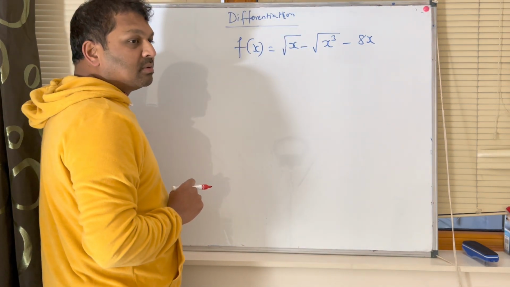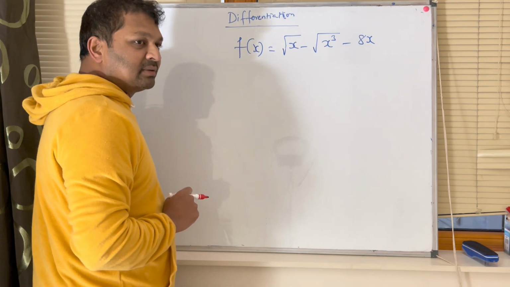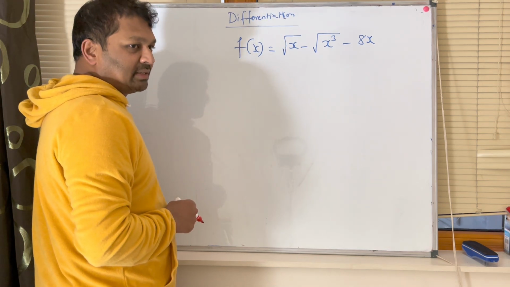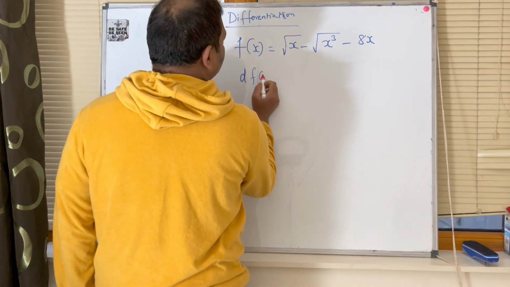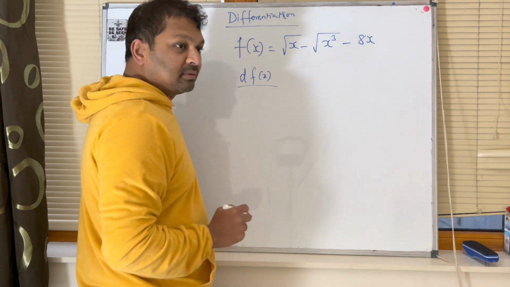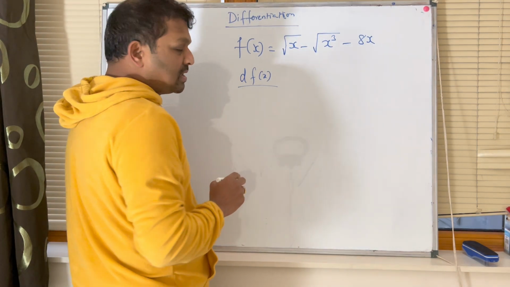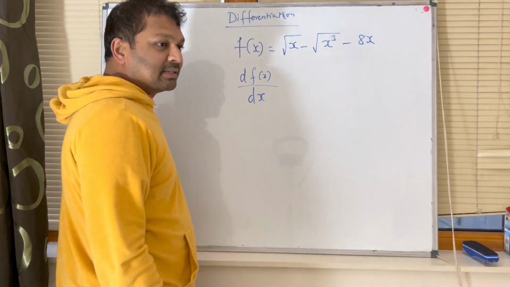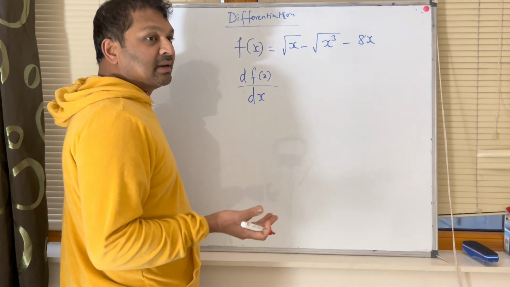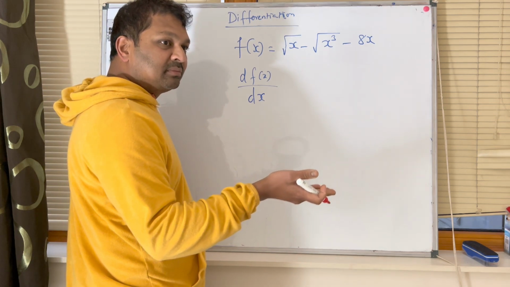So how do you represent the differentiation of f of x? f dash x. Differentiation of f of x with respect to what? x. Differentiation usually will be with respect to x. Differentiation could be with respect to t also, if the x-axis is time.